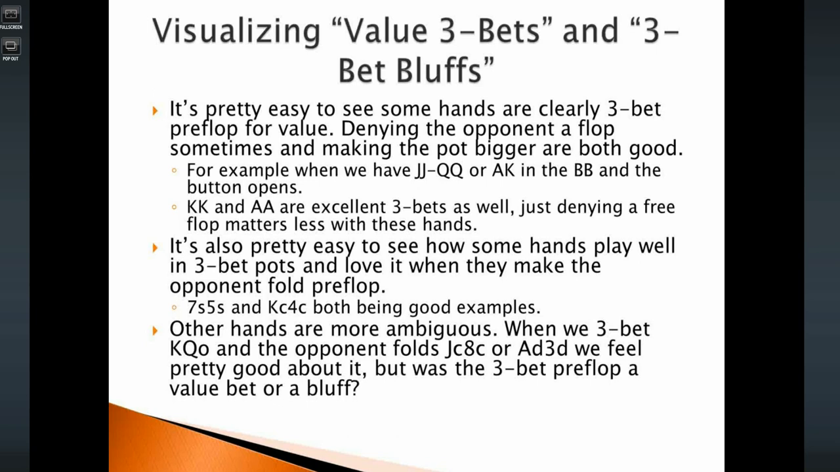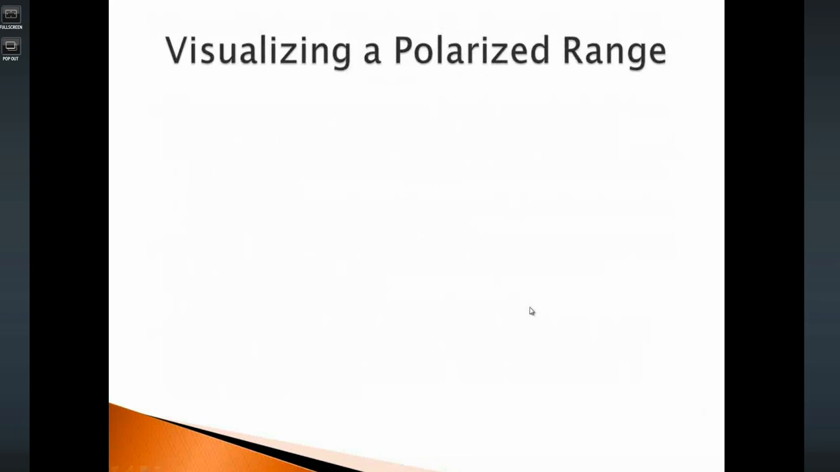A lot of times that can be very confusing, because if you're visualizing it as a value bet and your opponent folded ace-three of diamonds, you just made him fold a higher equity hand in position, which seems a little bit weird. So we're going to come back to this in just a moment, but for right now I want to move on to visualizing a polarized range.